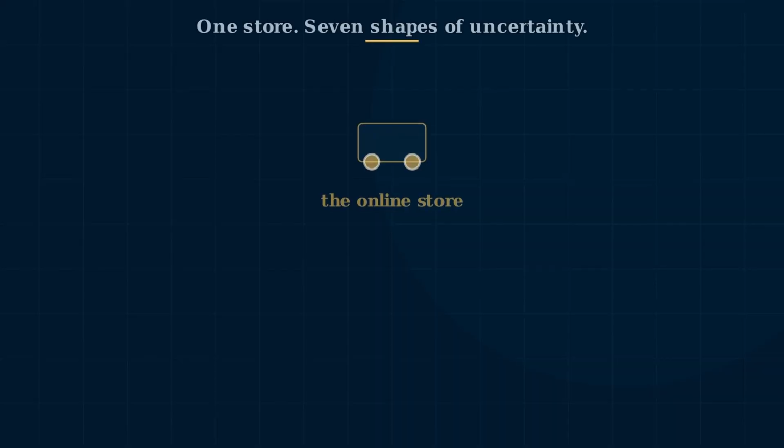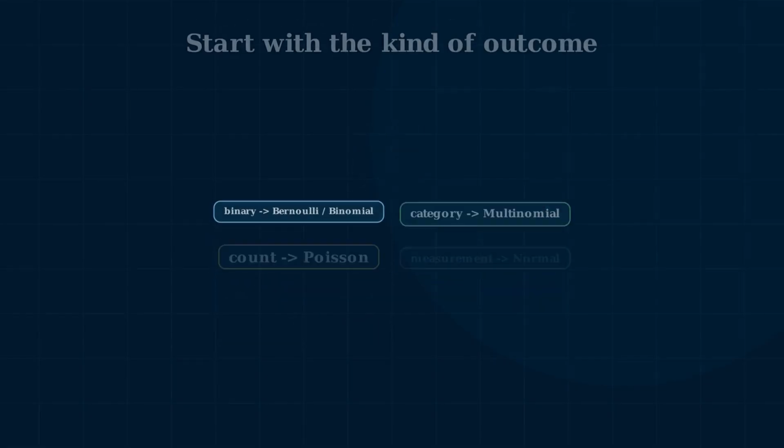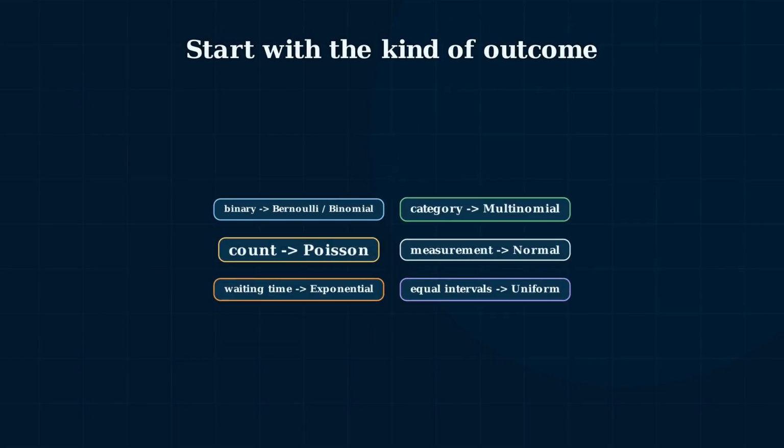One online store, 7 useful shapes. Use Bernoulli for 1 click and Binomial for the number of clicks in repeated independent visits. Use multinomial probabilities for a product category and uniform when equal size intervals should be equally likely. Use a normal model for symmetric measurement or prediction error, a Poisson model for event counts in a fixed window, and an exponential model for time until the next event.